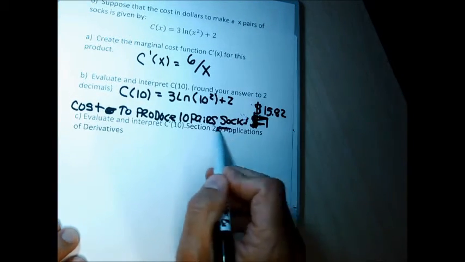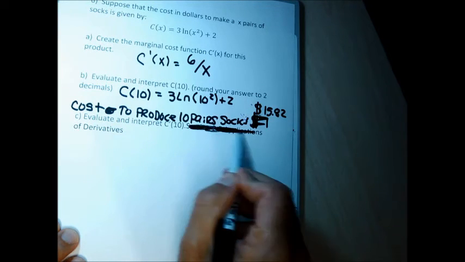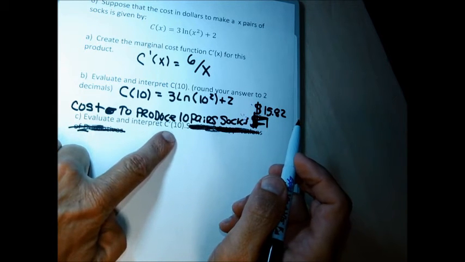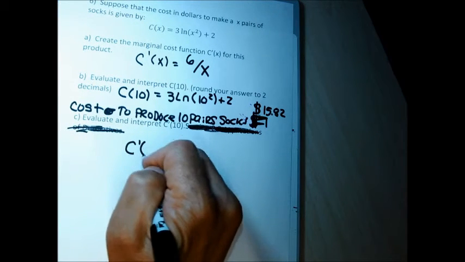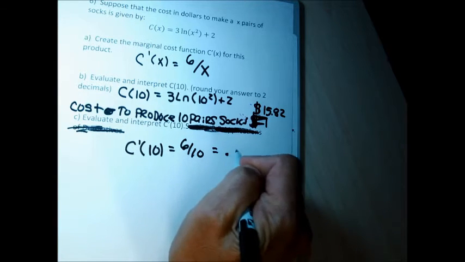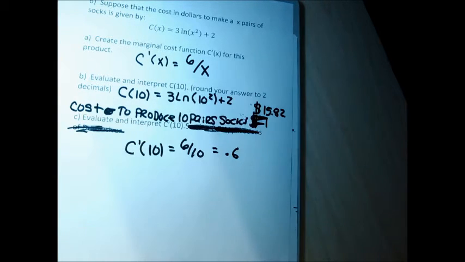This header came over from another screen. It doesn't need to be there. It should just say evaluate and interpret c prime of 10. Well, c prime of 10 would equal 6 over 10, which is 0.6. That's just plugging something into the derivative.